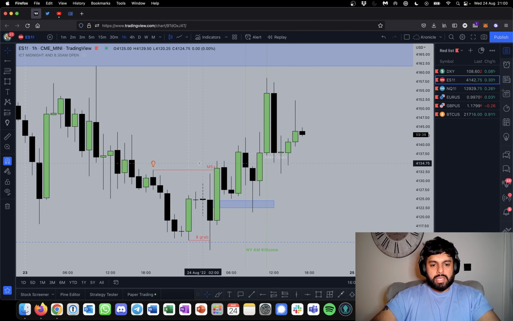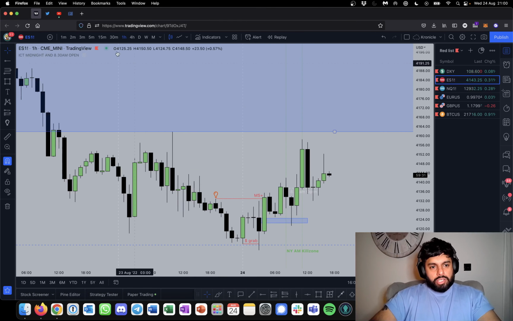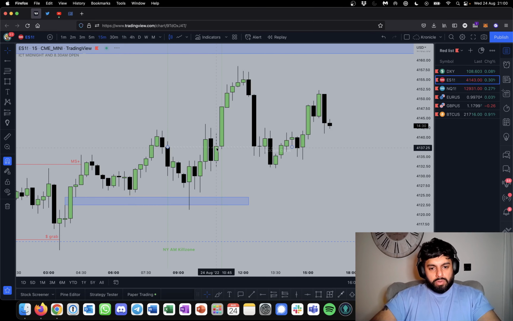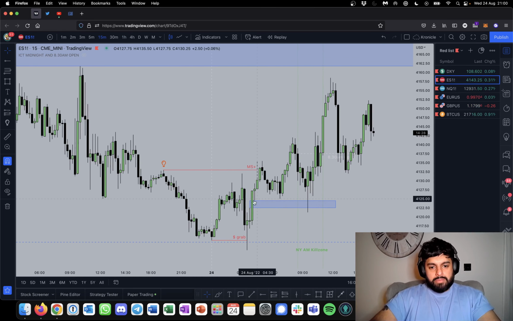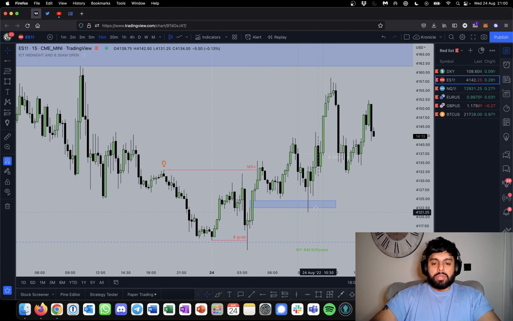up, which resulted in a market structure shift, taking out this swing high. And as you can see here, during that move, it did create a fair value gap here. So this may have set up as a short-term intraday bullish trade, even though the overall confluence is bearish. There was still the opportunity to take a long here.